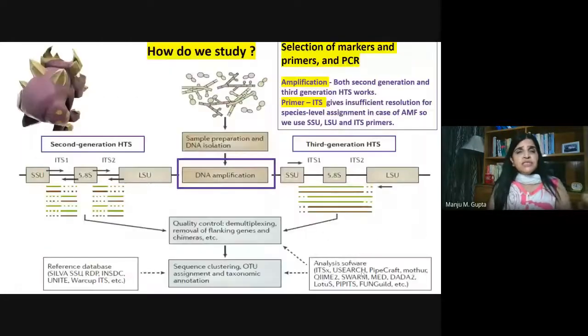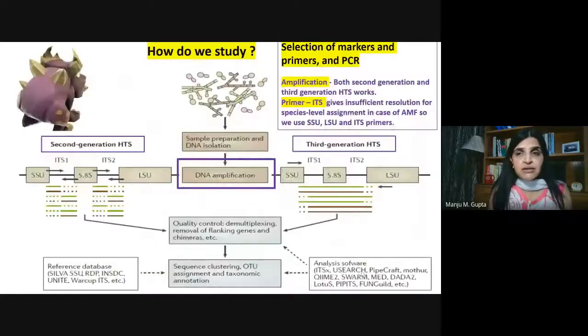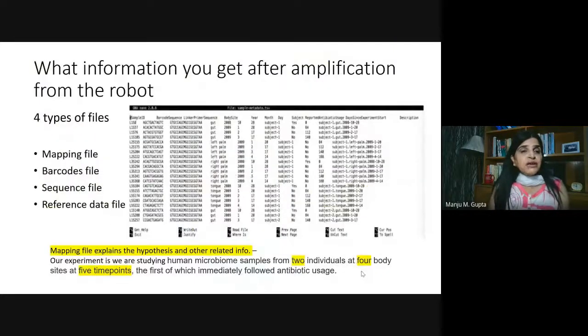So what happens after DNA amplification? Let's come to the practical terms. The DNA amplification is done, and what we get out of that is 4 files, with which I am going to work. One is a mapping file, the other one is a barcode file, third is a sequence file, fourth is the reference data file. I'll quickly tell you what these files contain.